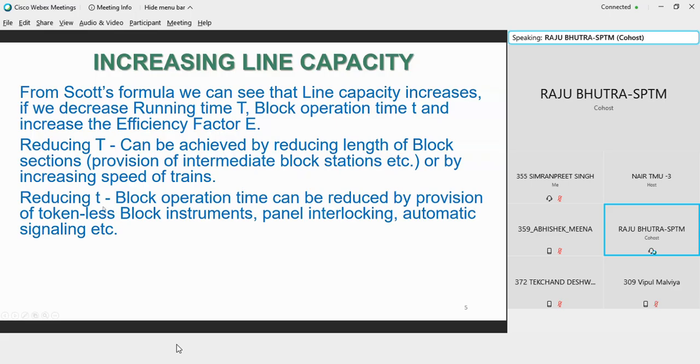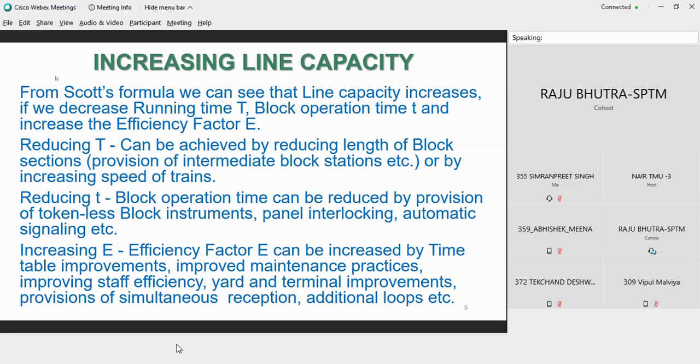Now, how can we reduce small t? Block operation time can be reduced by provision of tokenless block instruments, because sometimes more time is taken for getting the token, giving the token to the crew. So you will study about all these block instruments whenever you study signaling. There are various types of block instruments, and if we use tokenless block instruments, our block operation time will be reduced. Then panel interlocking may also be used, automatic signaling may be used. So all these will reduce the block operation time.